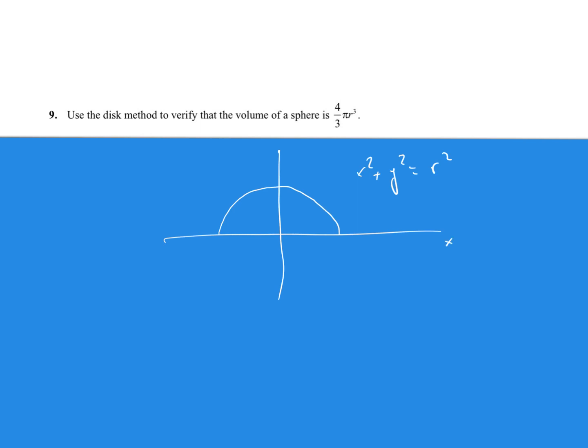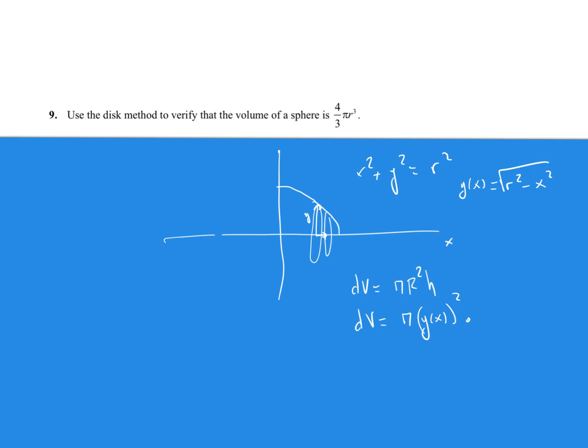Okay, so we rotate. Let's erase this, we don't need this part. This part has a radius, and the radius is y. So y of x is the square root of r squared minus x squared. If I rotate through the x-axis, I will generate a disc like this one that will have radius y. The small volume of this disk will be pi r squared times the height. Now r squared is y of x squared, times the height, the distance you advance in this direction. So you create a small disk like this one by dx.